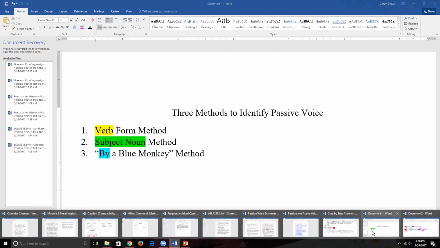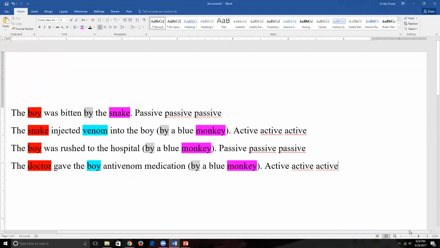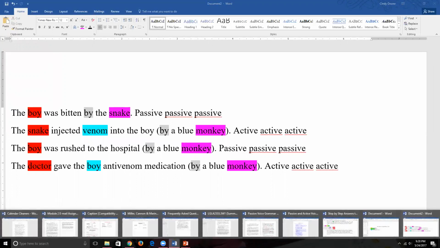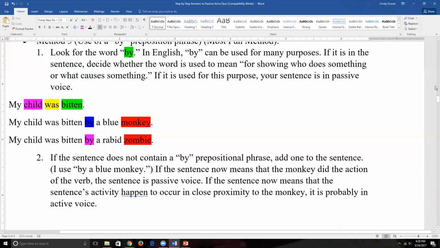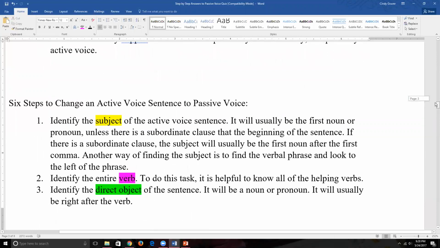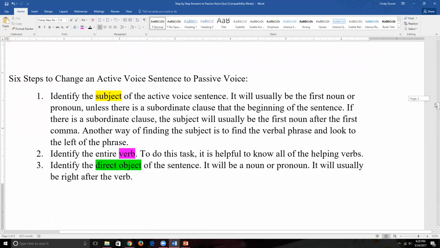Now, there's no great rocket science involved in this. It's probably pretty intuitive what we're going to be doing, but I want to just take a few moments and talk about that process. So we're going to talk about the three steps that are involved in switching a sentence from active voice to passive voice.